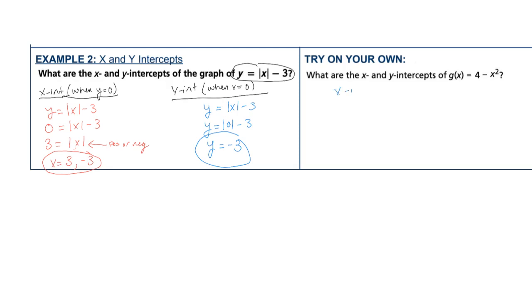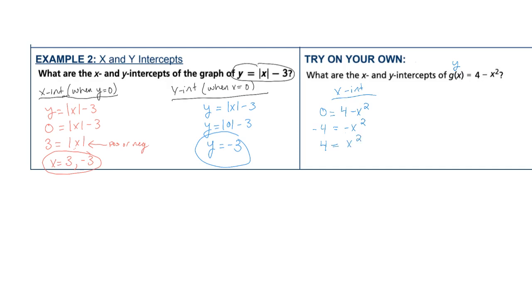Now for our x-intercept, I'm going to substitute in 0 for y. So this is technically our y, our g of x. So I'm going to put 0 in. 0 is equal to 4 minus x squared. Subtract 4, get -x squared. And then I divide each side by -1 to get 4 equals x squared.